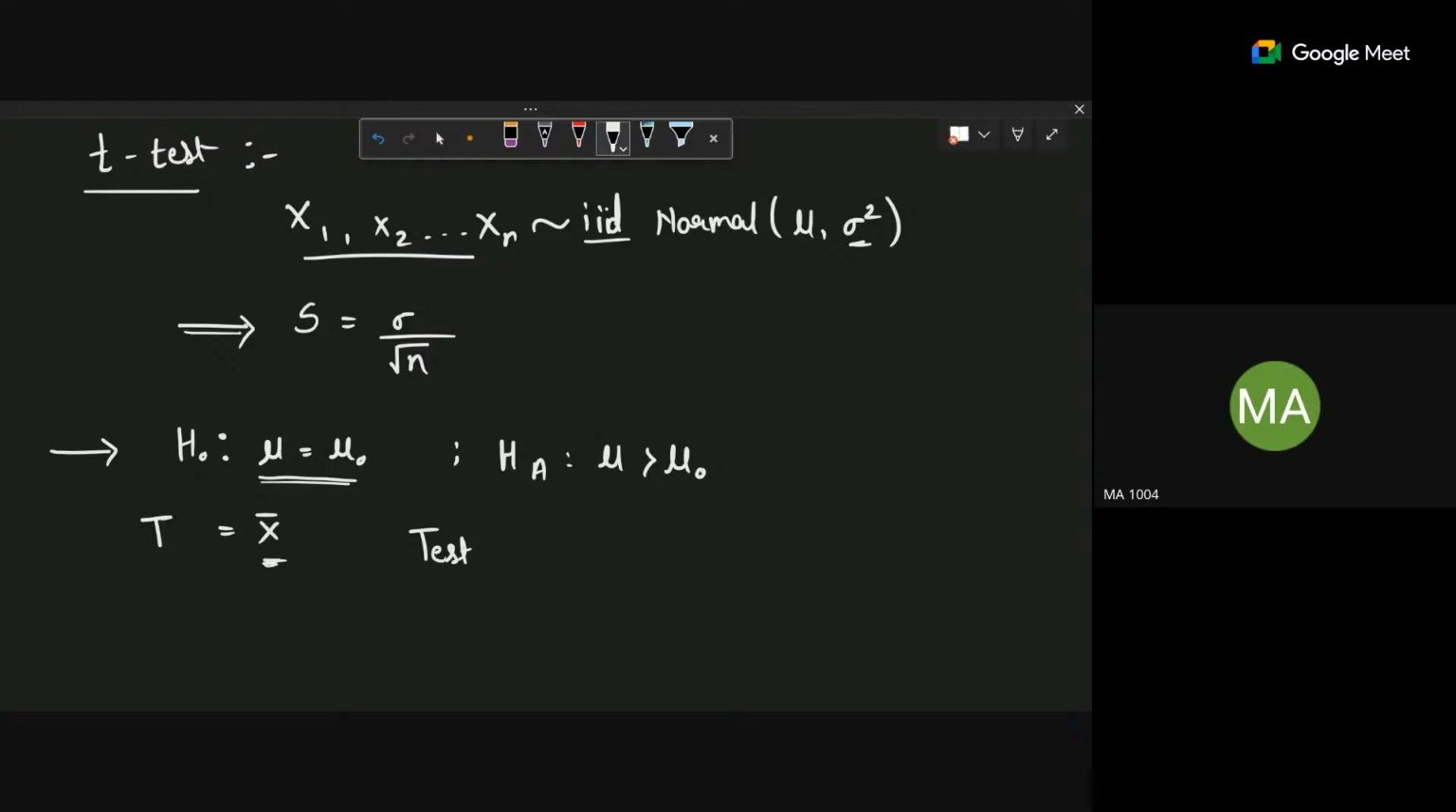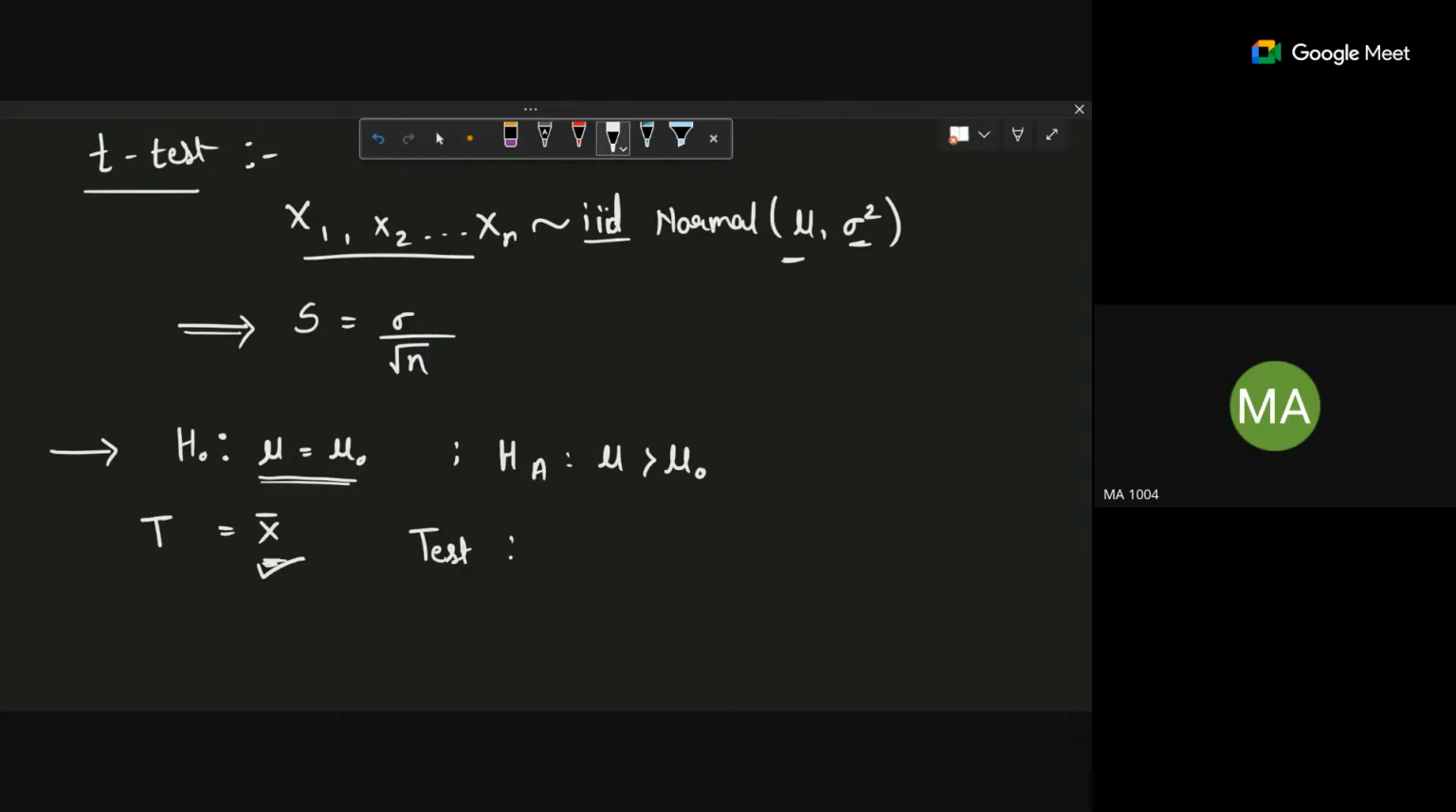So what have you done? What did you do there? You just collected a sample. You calculated the sample mean and concluded about the total mean, right? Okay. So we will do the same thing. So sample mean, and what will be the test?